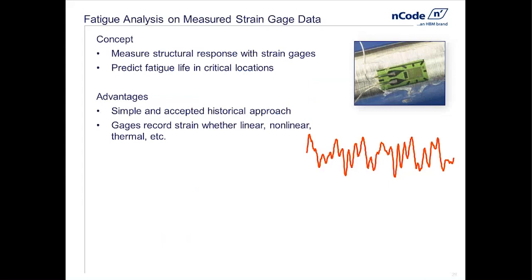Disadvantages are that we need to put the strain gauges in the right spot. We need to know where the critical locations are. If we have 10 critical locations, we need 10 strain gauges. And that can lead to quite a bit of labor in some cases. We need a gauge for each hotspot.